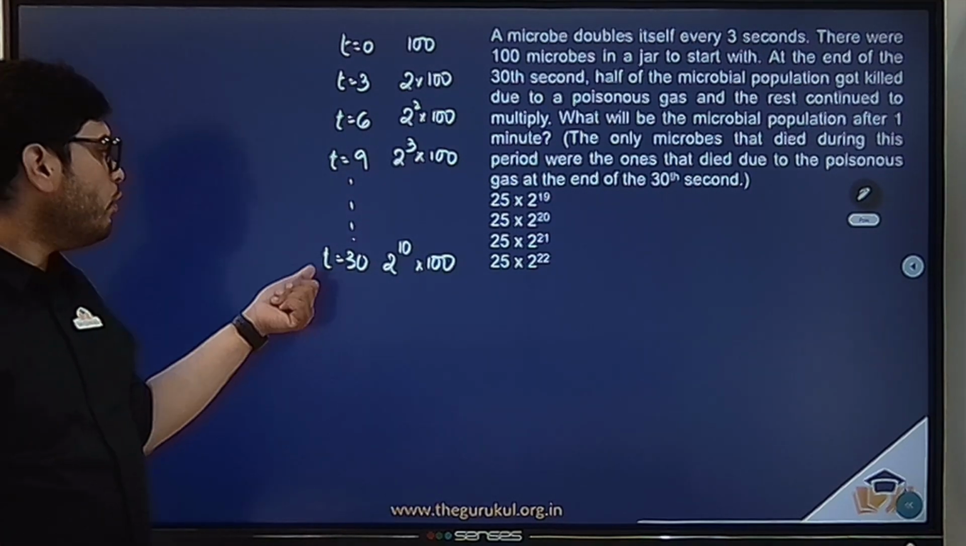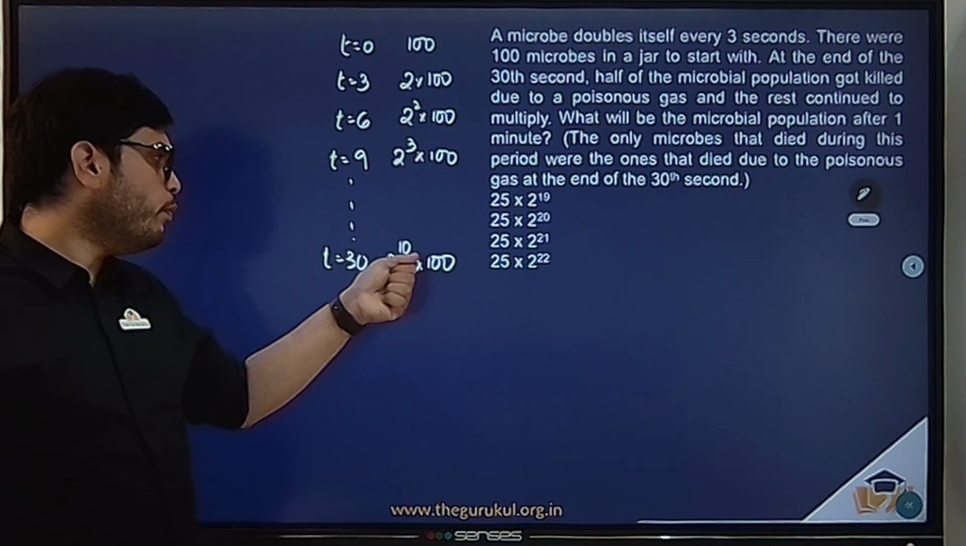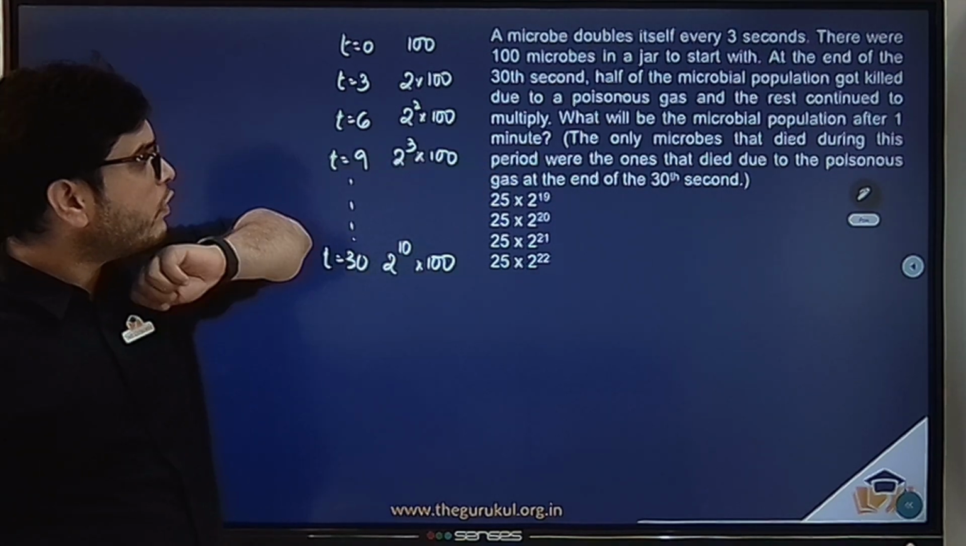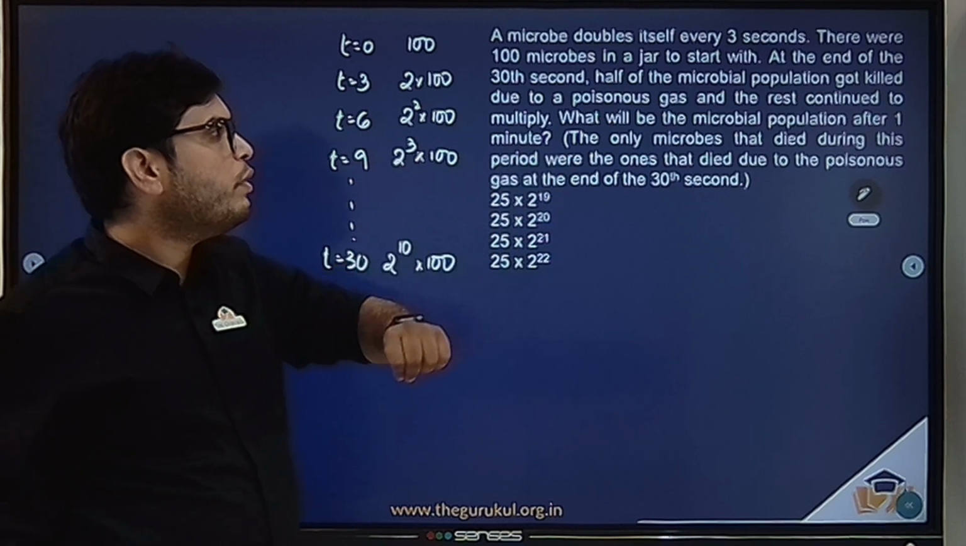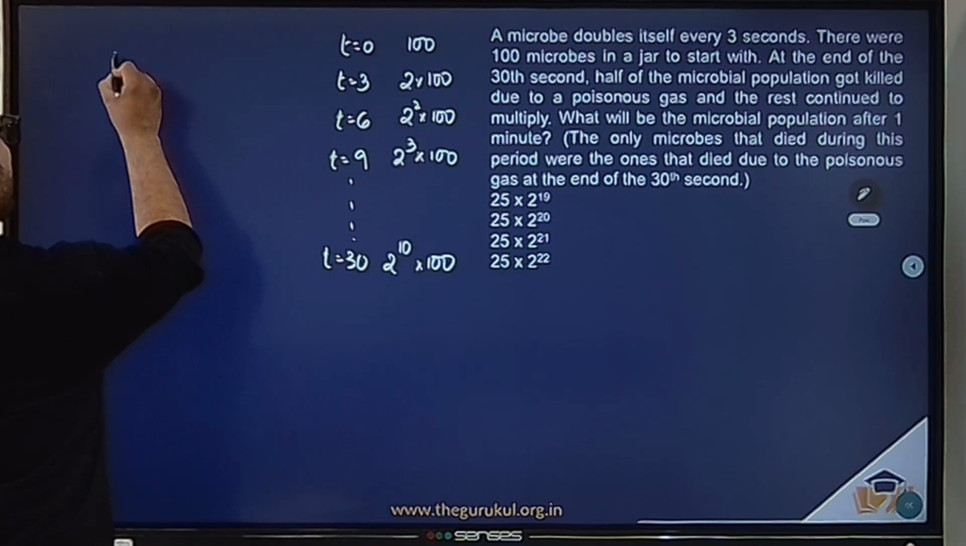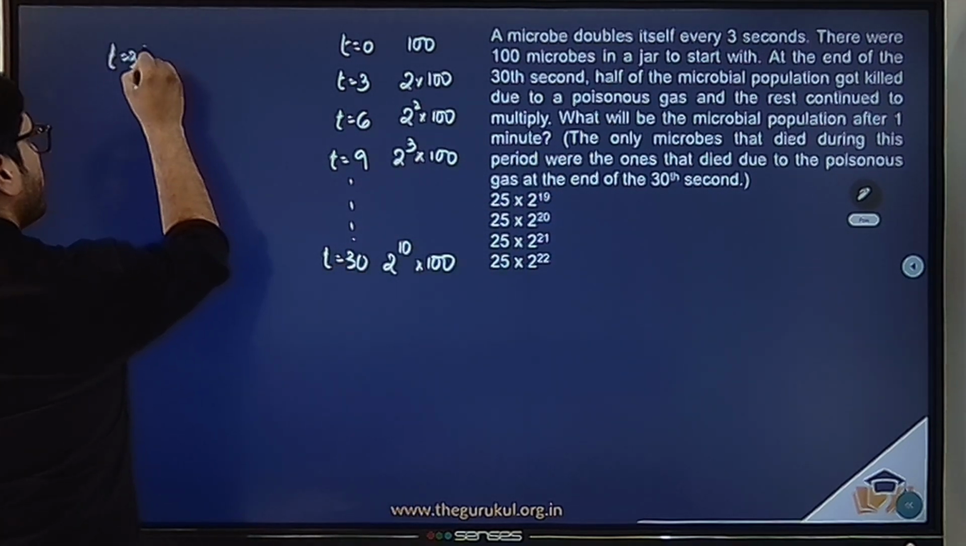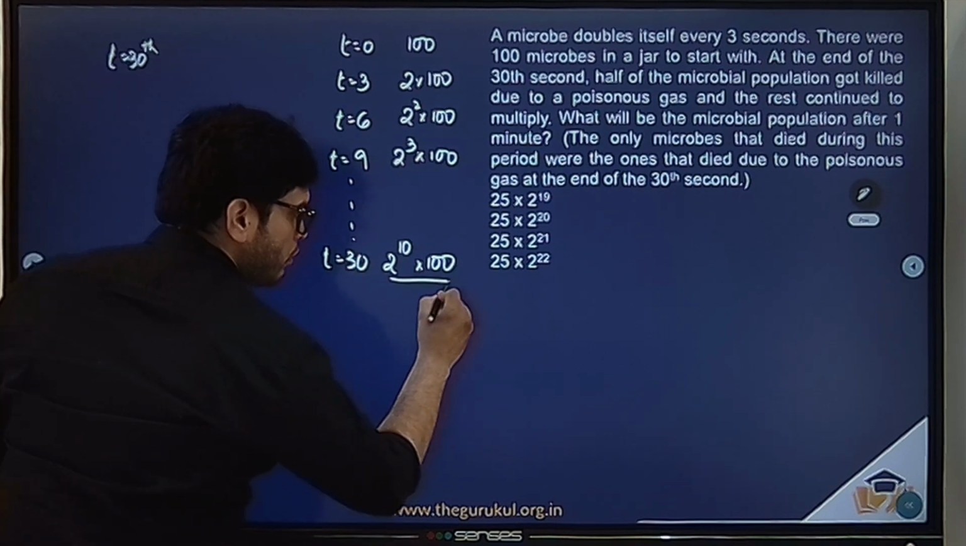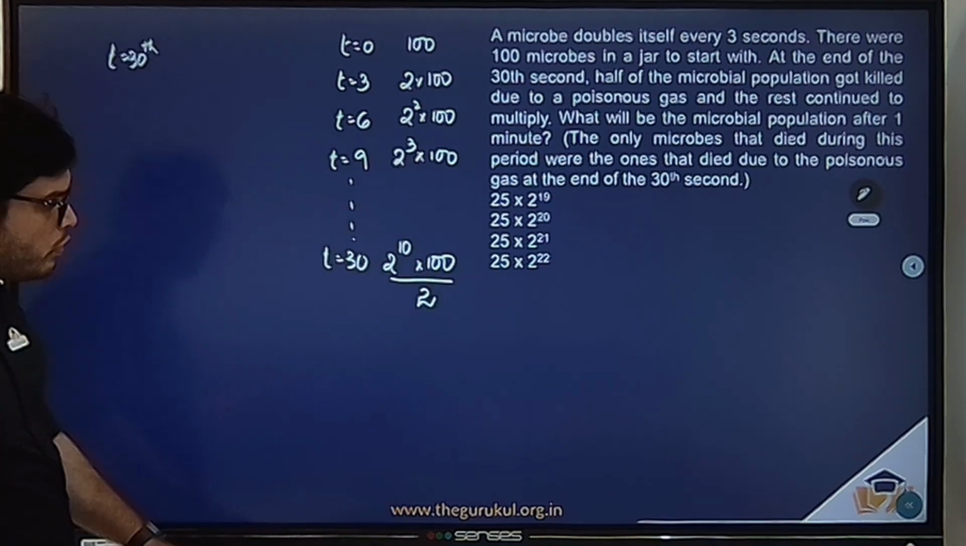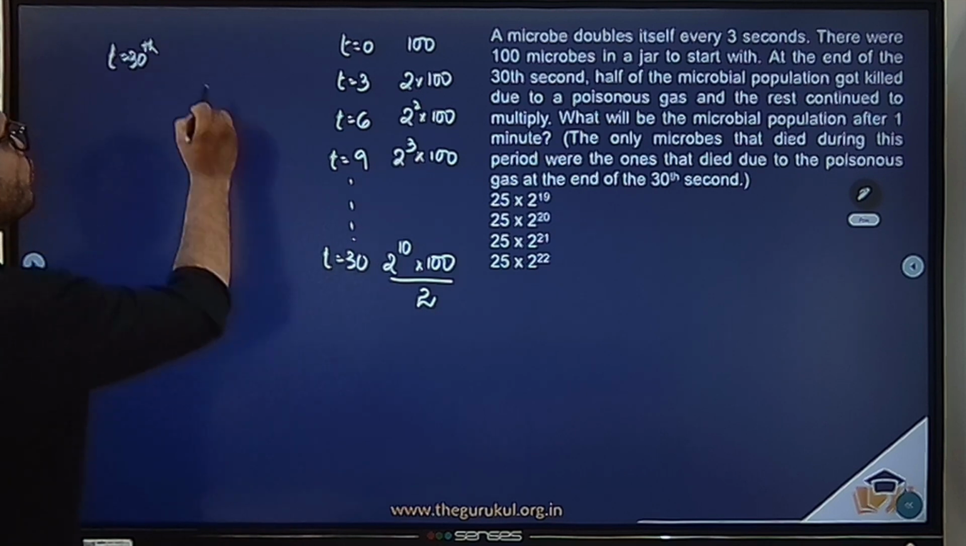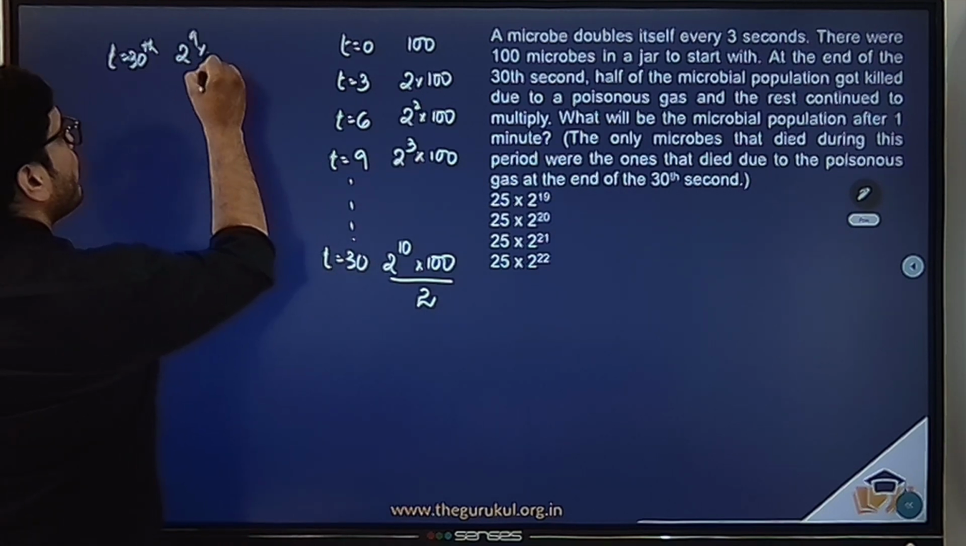Now after 30 seconds, you will be having 2 power 10 into 100. What happened after 30th second? Half of the microbial population got killed. So at the end of 30th second, we take half of this, divided by 2. That would be 2 power 10 by 2, which is 2 power 9 into 100.